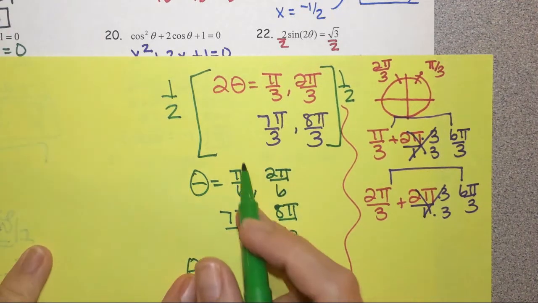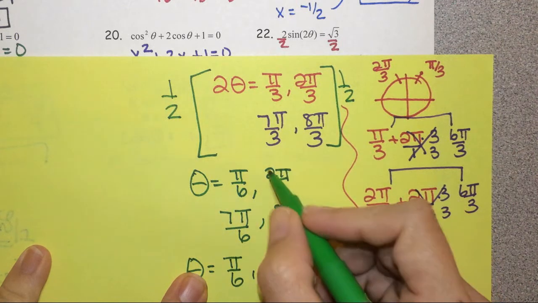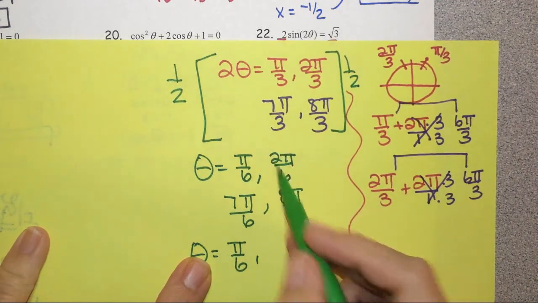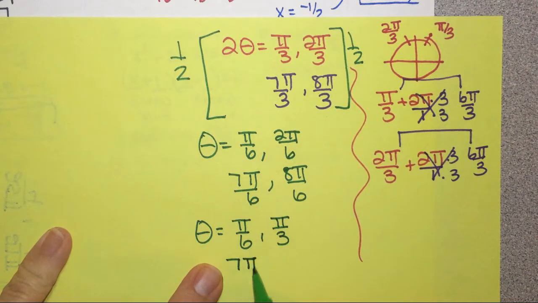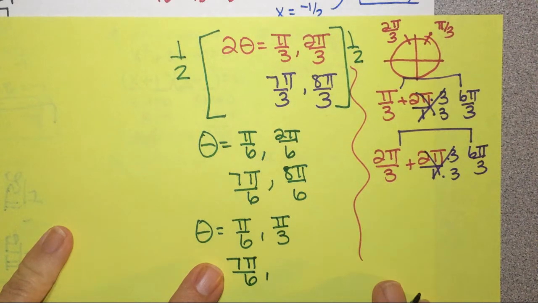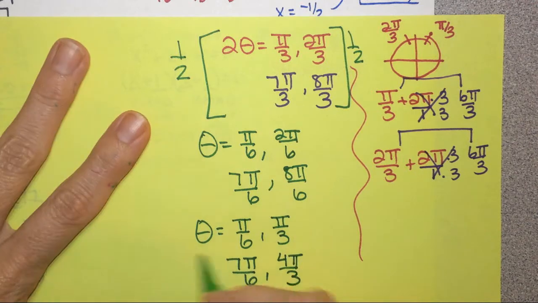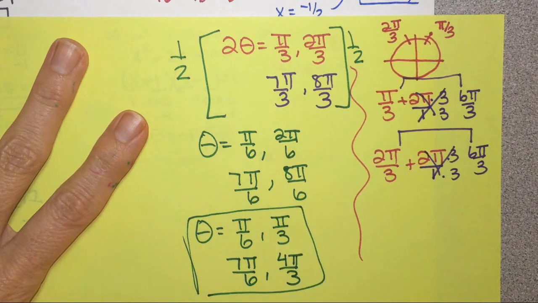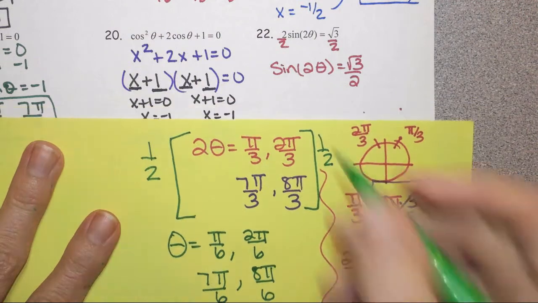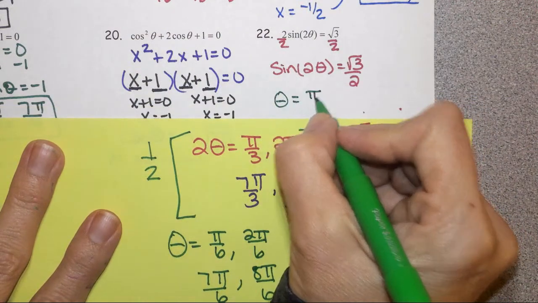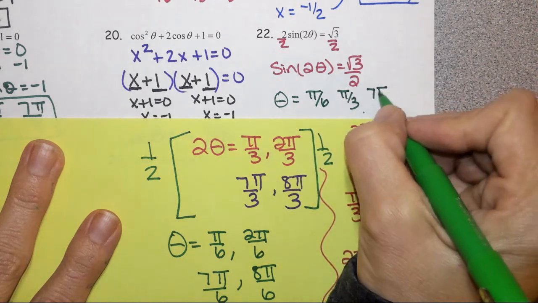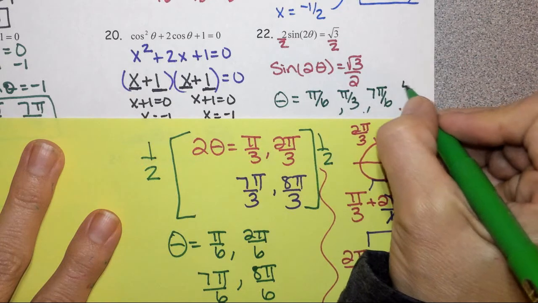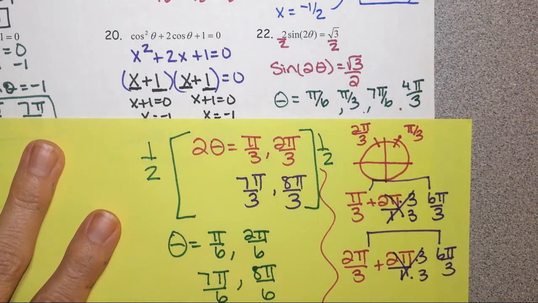Okay, so my final answer. Pi over 6 is fine the way it is. But 2 pi over 6 can be reduced. I can divide top and bottom by 2 and get pi over 3. 7 pi over 6 cannot be reduced, but 8 pi over 6 can. I can divide top and bottom by 2, and I get 4 pi over 3. So these are the 4 answers that I'm going to go write on my review sheet. Okay, so theta equals pi over 6, pi over 3, 7 pi over 6, and 4 pi over 3.